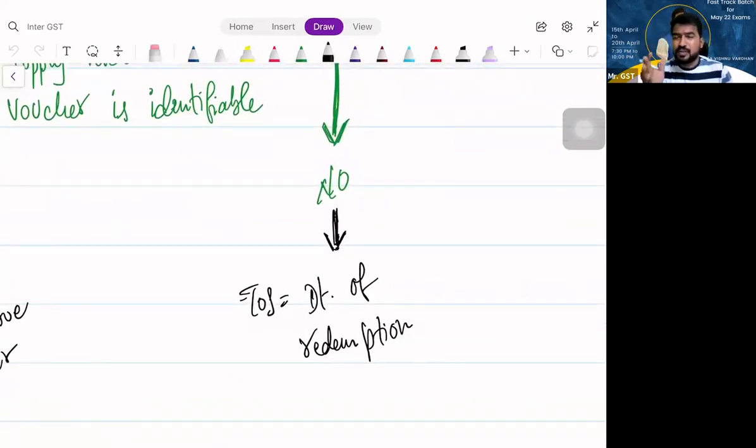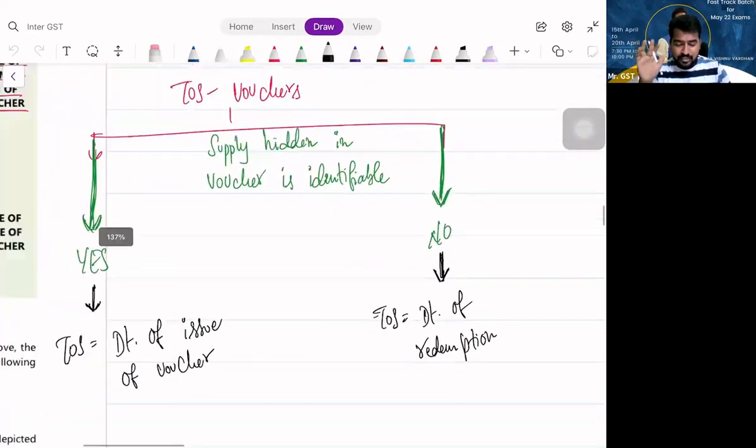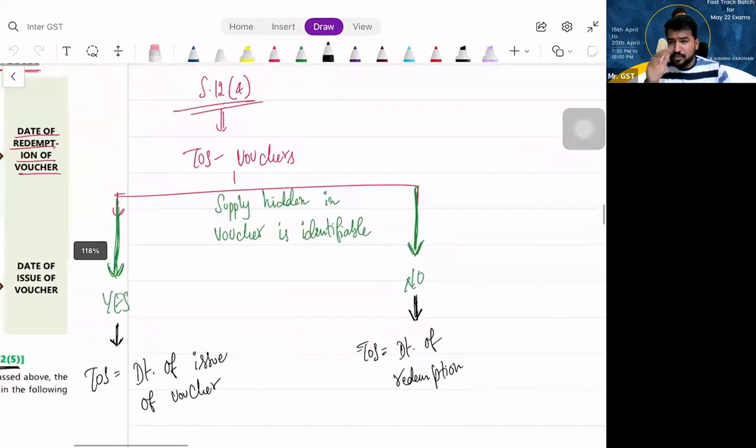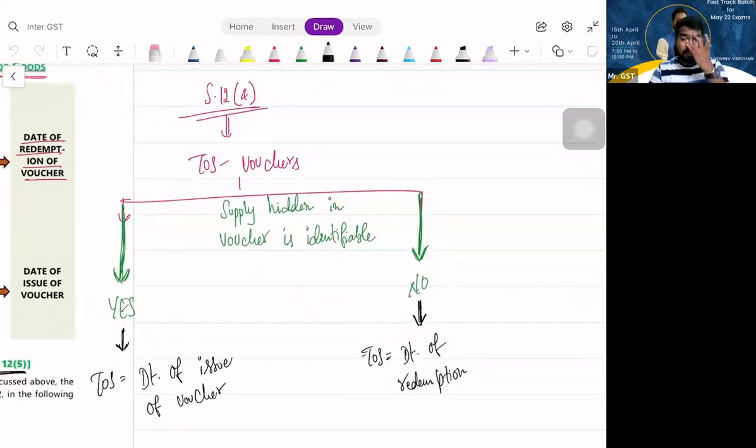Simple concept, no? Nothing to worry. Just because it's there, I'm just teaching you. Not that greatly important. Shall we proceed? You need not copy also. Simply remember, in case of vouchers, what is the time of supply? If the nature of supply is identifiable, it is the date of issue of voucher. If the nature of supply is not identifiable, it is the date of redemption of voucher. Right?